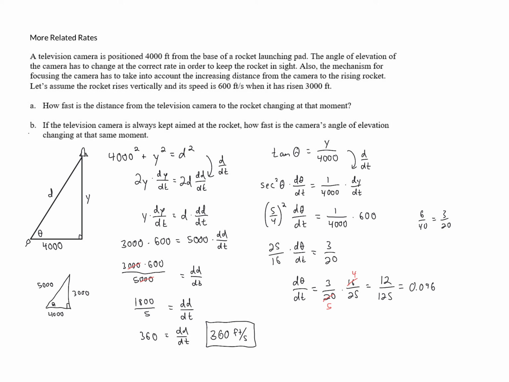Now, we have to be careful here because this is the rate of change of an angle. And when we're dealing with angles, at least with trigonometry and calculus, we use radians. And since it's the rate of change of the angle with respect to time, that's going to be radians per second. So that camera angle has to be increasing at that moment at a speed of 0.096 radians per second. If it's going too quickly or too slowly, then the rocket is going to go out of frame.